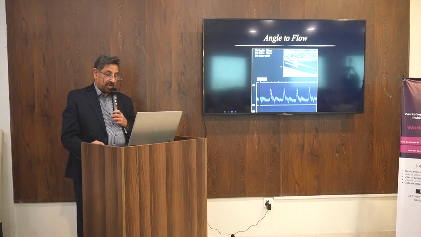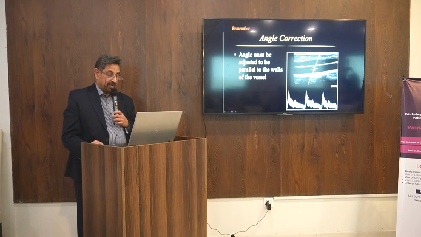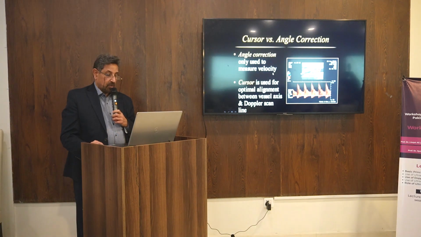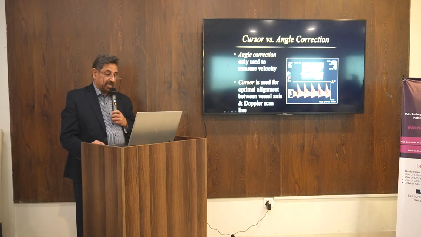So this is now a proper line. This angle is right, and you will get a nice crisp image here. And here again you see very nice. So cursor angle correction is only used to measure velocity.